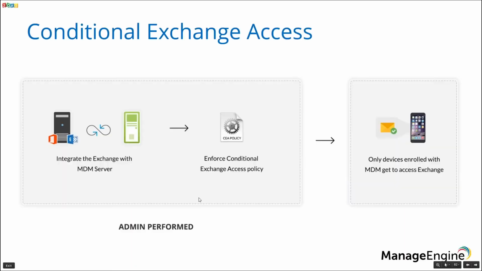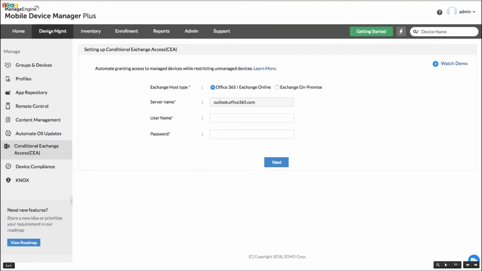the conditional exchange access integration within the MDM. And this integration helps you to monitor the devices which access your Exchange server. And this is helpful for the BYOD devices. So if the user uses the personal devices, only if they have the MDM application installed on such devices can they access your corporate email. And for this to work, you need to integrate your Exchange server with our MDM and create a conditional exchange policy. So you will have an option under the device management, conditional exchange access.